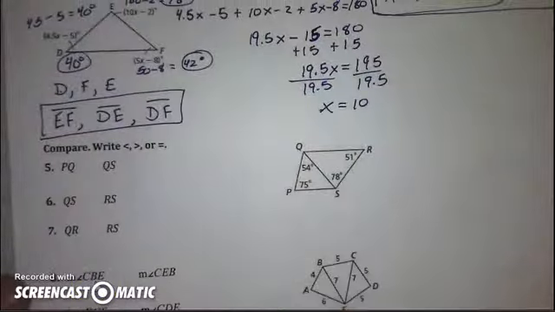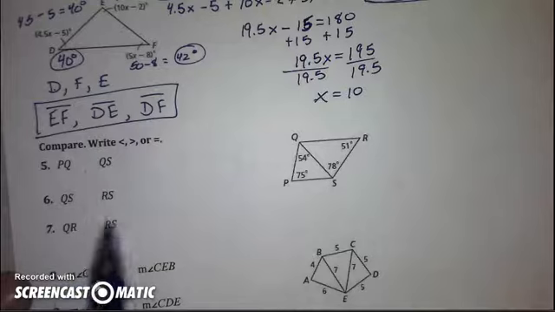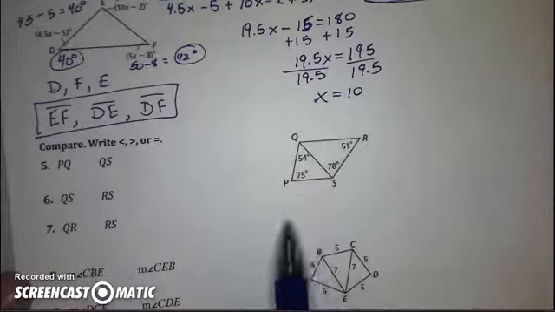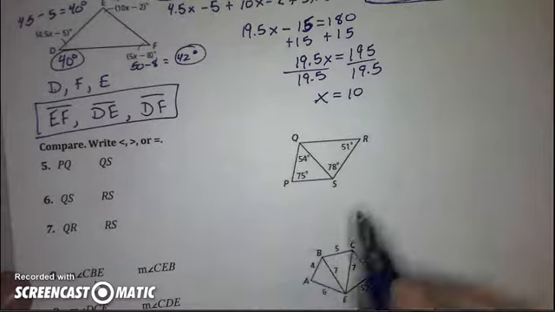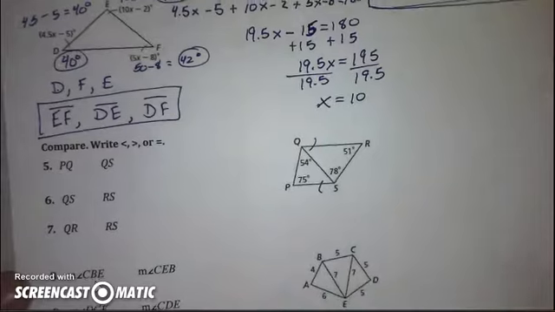Alright, so what we want to do here is to compare these pairs of sides with less than, greater than, or equal to based on the angles that we are given. And so the first thing I want us to do is to write in angle Q and angle S so we have a complete list of measurements here.